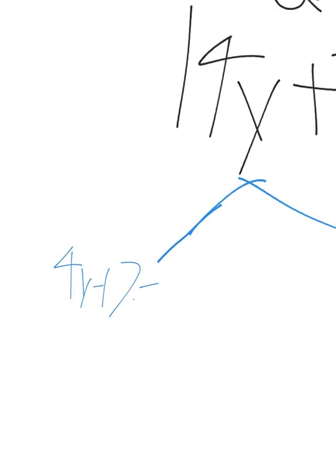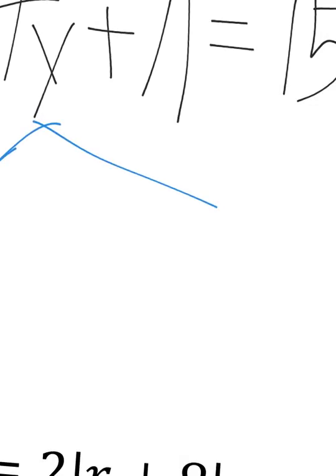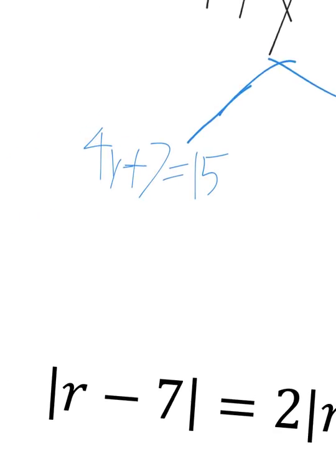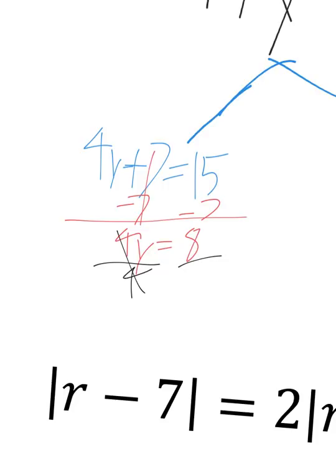And equation number 2 is going to be 4y plus 7. Don't change anything on the inside of the absolute value, but just set it equal to negative 15 this time. Alright, so let's solve this. I'm going to minus 7 over, and so I get 4y equals 15 minus 7 is 8. And so I know 8 divided by 4 is 2. So that's the first answer.